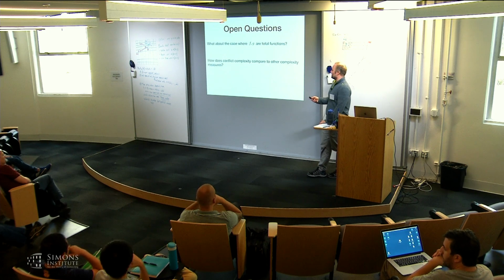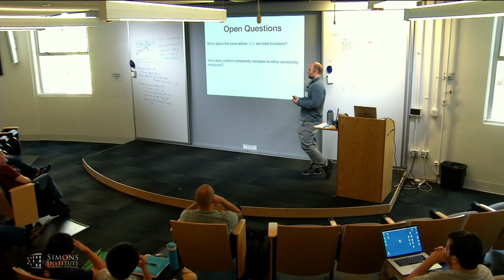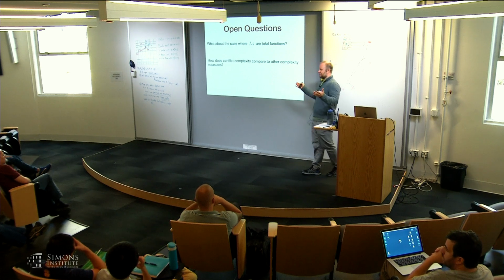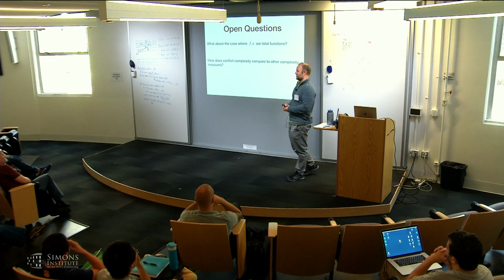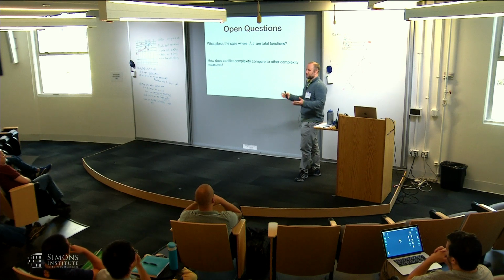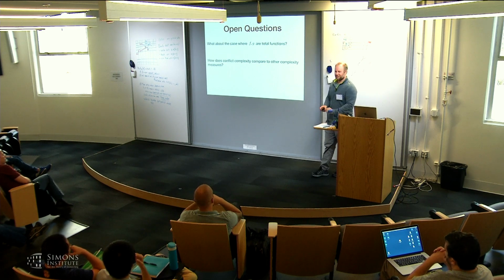Okay, so I guess I'm out of time, so I'll finish up. The main open question still remains: for total functions f and g, what should be the lower bound for randomized composition? Okay, I'll finish there. Thanks.